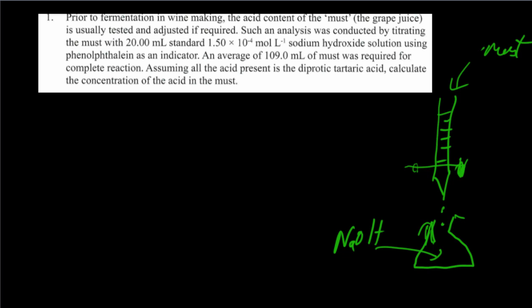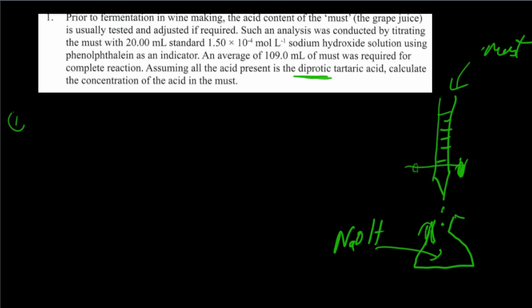Okay, they tell us that we have an average of 109 millilitres from the burette of must required for complete reaction. Assuming all acid present is present as the diprotic tartaric acid, calculate the concentration of the acid in the must. Oh wow, what a mess. We've got a few things here that were confusing at first.